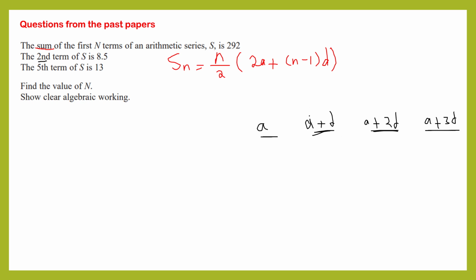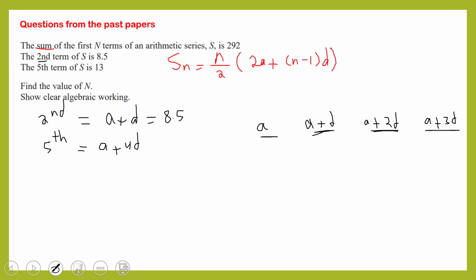So now it's mentioned that the second term is 8.5. According to this pattern, the second term is a plus d, and the fifth term will be a plus 4d. So the second term is a plus d, which is equal to 8.5, and then the fifth term is a plus 4d, which is equal to 13. The most important thing in this formula is that you need to know the value of a, the value of d, and the value of the sum so you can get n easily.